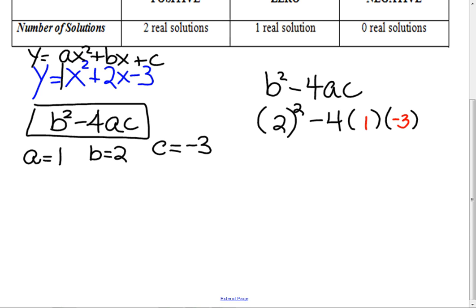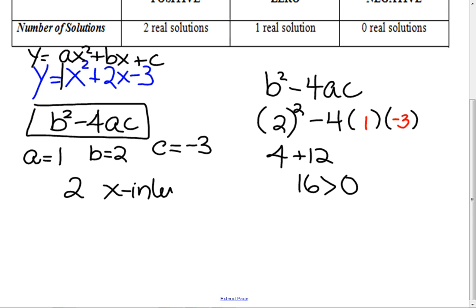So what's 2 squared? 4. Now, when I multiply these together, will it be positive or negative? And you may use a calculator. It's going to be a positive 12, because 2 negatives make a positive, so this is 16. Because that is a positive number, that means there are 2 x-intercepts. I don't care what the value is. If it is 0, then there's only 1 x-intercept. Okay? It's not particularly hard to do.